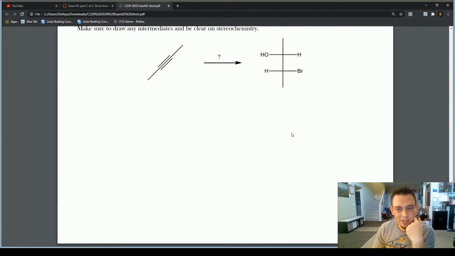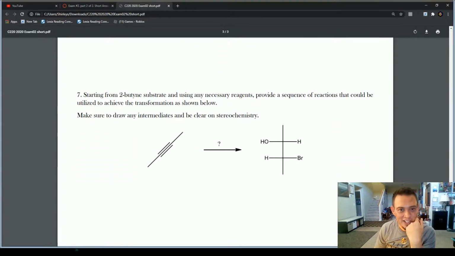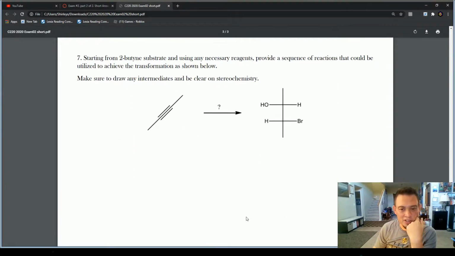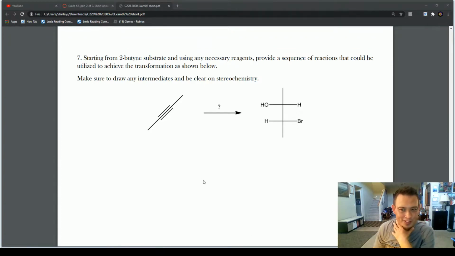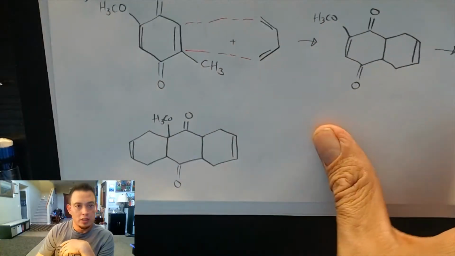All right, number 7, the last and the most entertaining one for you all, the synthesis question. This is a 2-step synthesis, guys. We did one just like this in one of my lectures. That was the issue of whether the groups were adding syn or anti, whether the bond was trans or cis to start with.